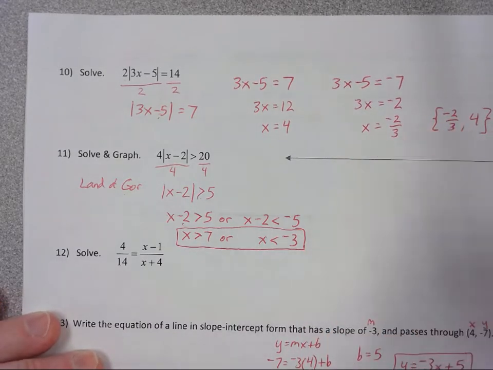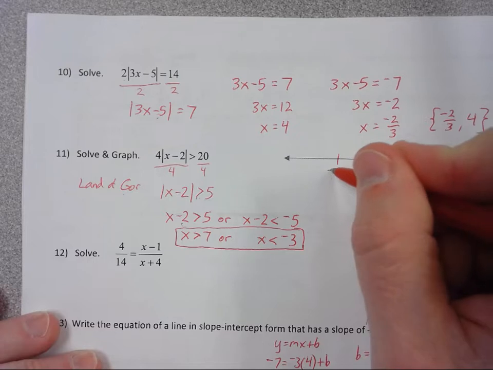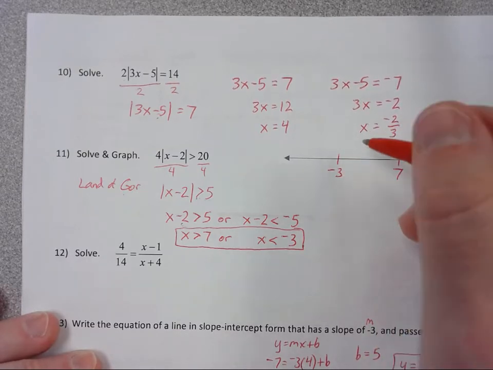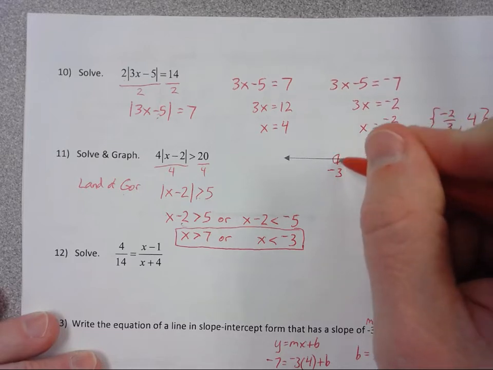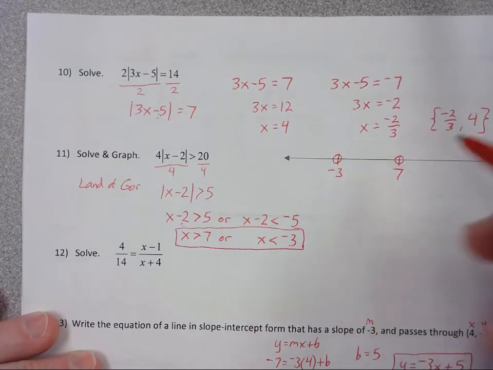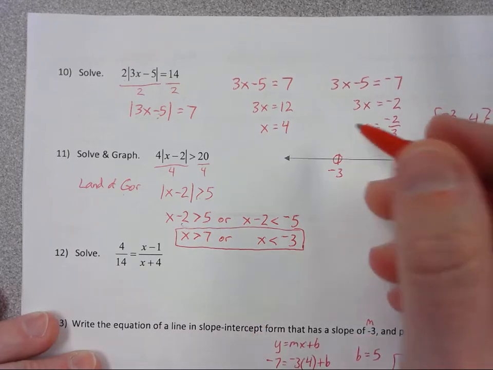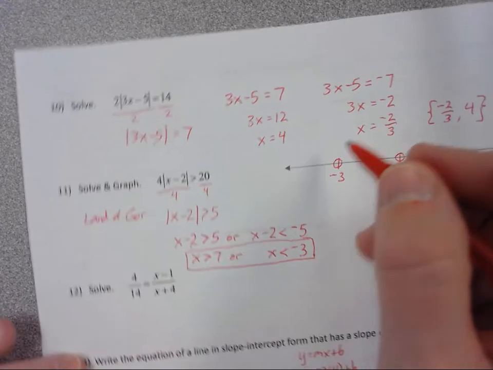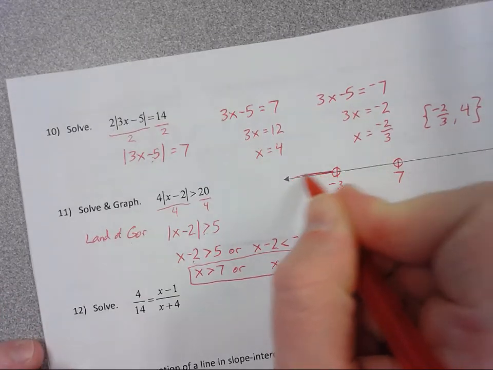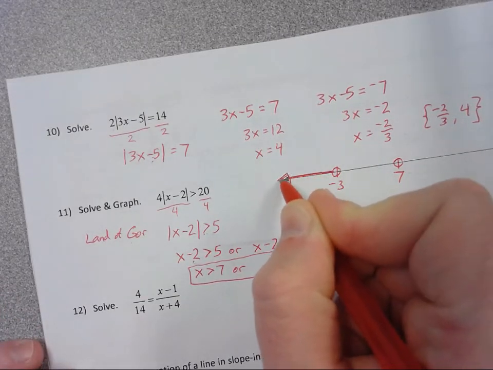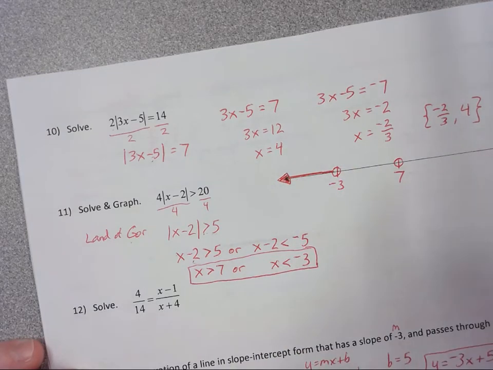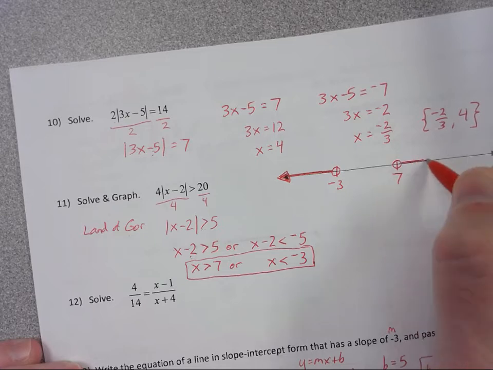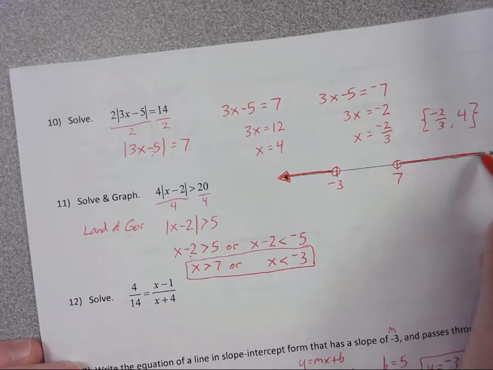So on the graph, we have negative 3 and 7. Make sure the smaller number is to the left. Open circles on both because they're not equal to. And now x is less than negative 3 goes to the left. X is greater than 7 means shade everything to the right, everything greater than 7.